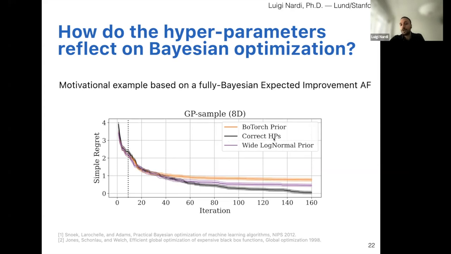based on this comparison against the actual hyperparameters of this GP, the effect on the performance is fairly important. So if you use correct hyperparameters, you get all the way down here, and if you use the BoTorch priors, you will basically be using some sort of assumption in the model that leads you to a poor quality optimization process.